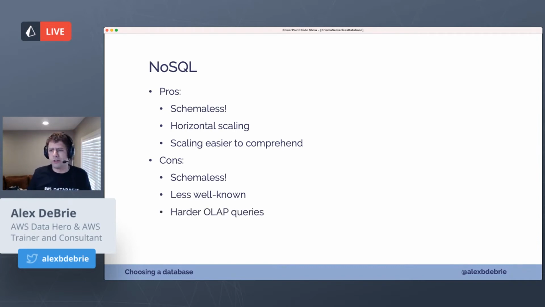Finally, it's also harder to do OLAP queries. OLAP being large scale analytical queries. So if a PM or a biz analyst or something like that in your company wants to say, hey, what's the top selling item last week? Or who are our top 5 customers over the last 3 months? Easier to do in a relational database than a NoSQL database and things like that. So that can be a little bit of a downside as well.